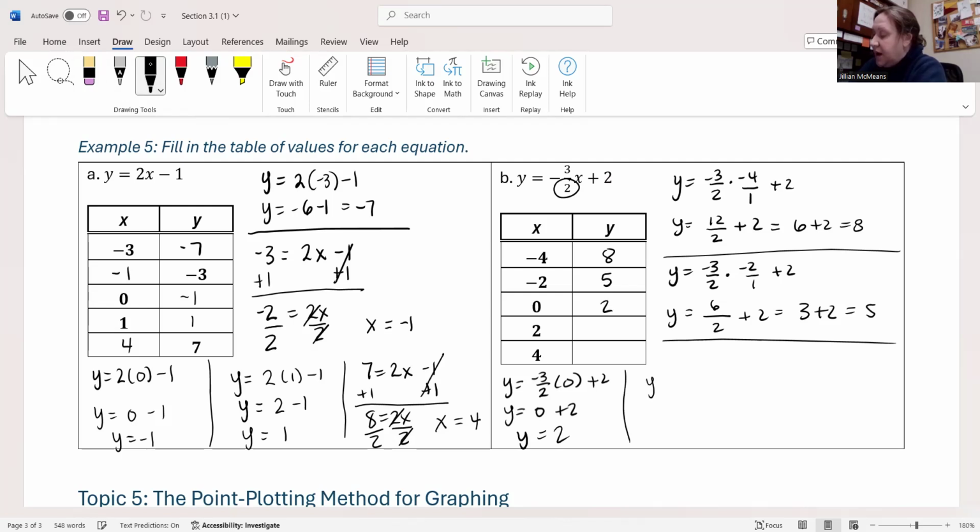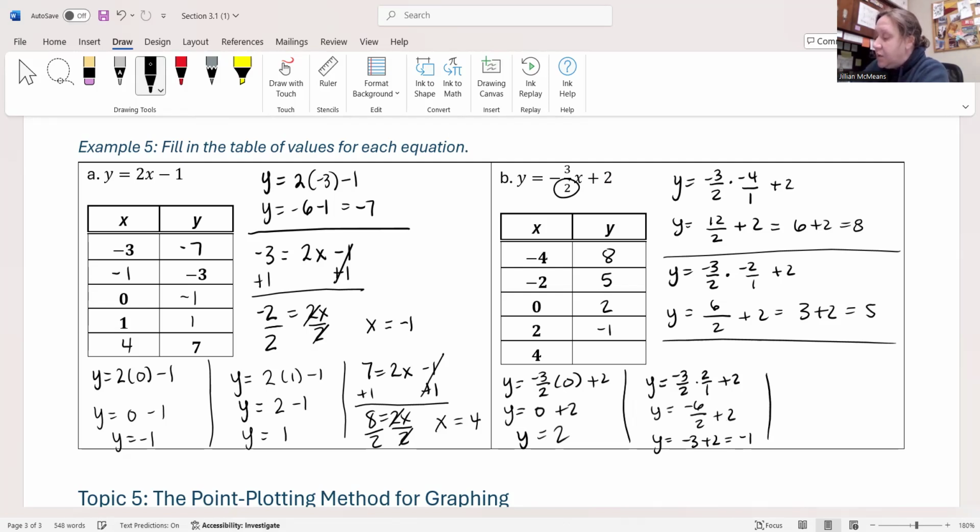All right, next we have x is 2, so negative 3 halves times 2 over 1. Well, now negative 3 times 2 is negative 6. 2 times 1 is 2. And negative 6 divided by 2 is negative 3. And then negative 3 plus 2 is negative 1.